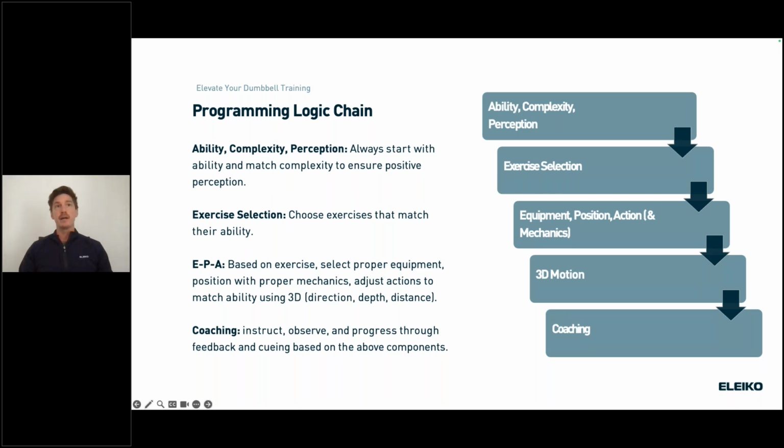So this is more of a summary here. Okay, always start with ability. This is kind of a programming logic chain that you can visually represent the key elements that we're trying to consider to create effective and tailored programs for your clients, whether it's a group or individual setting. So again, you can use this EPA approach, the equipment position action, to change up the complexity along with the acute variables that we typically do already to get a certain adaptation.